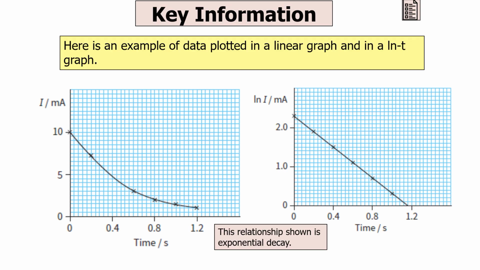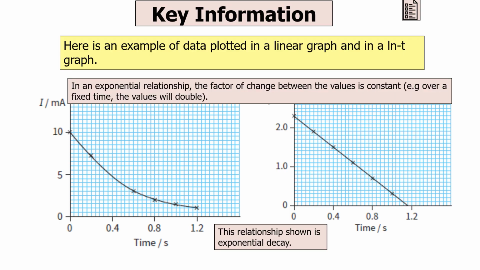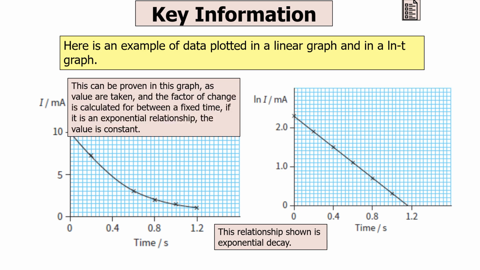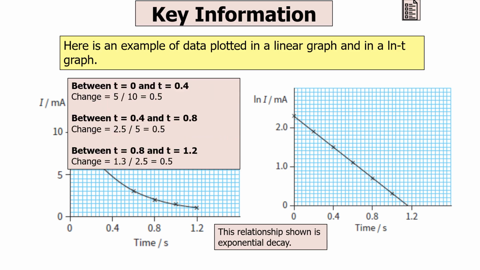This relationship shows exponential decay. Now, as we mentioned earlier, in an exponential relationship, the factor of change between the values is constant, i.e. over a fixed time, the value will double or the value will halve. Now, this can be proven on the normal y-x graph, because values can be taken and the factor of change is then calculated between a fixed time, and if it is an exponential relationship, the value will be constant. So in this particular example, between t equals 0 and t equals 0.4, the value goes from 10 to 5, so it's 5 over 10, which is 0.5.